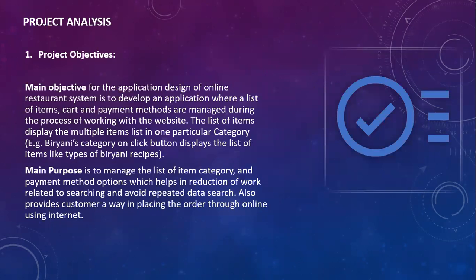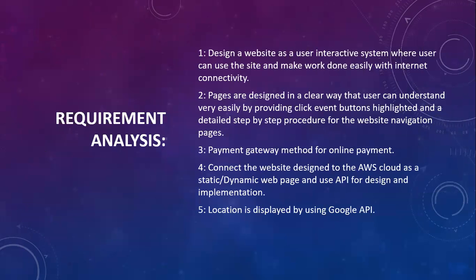Detailed step-by-step procedure for the website navigation pages, and a payment gateway method for online payment. Payment gateway method means debit or credit card usage. And connect the website design to the AWS cloud as a static or dynamic web page and use an API for design and implementation. And we also have the location displayed by using Google API.